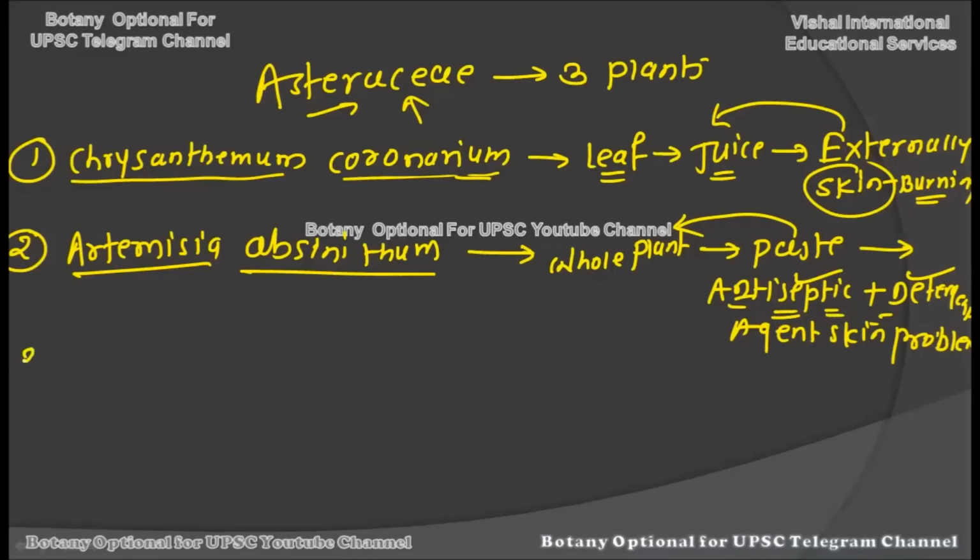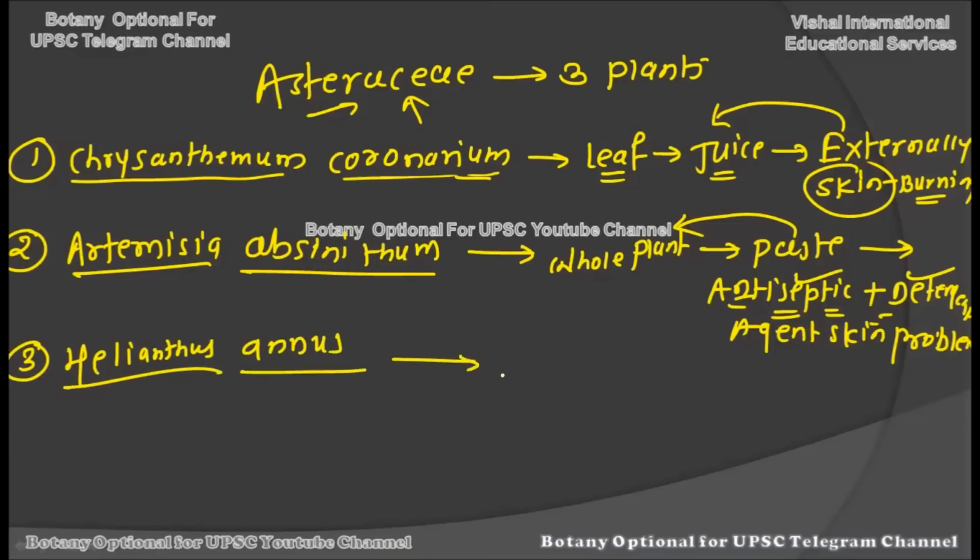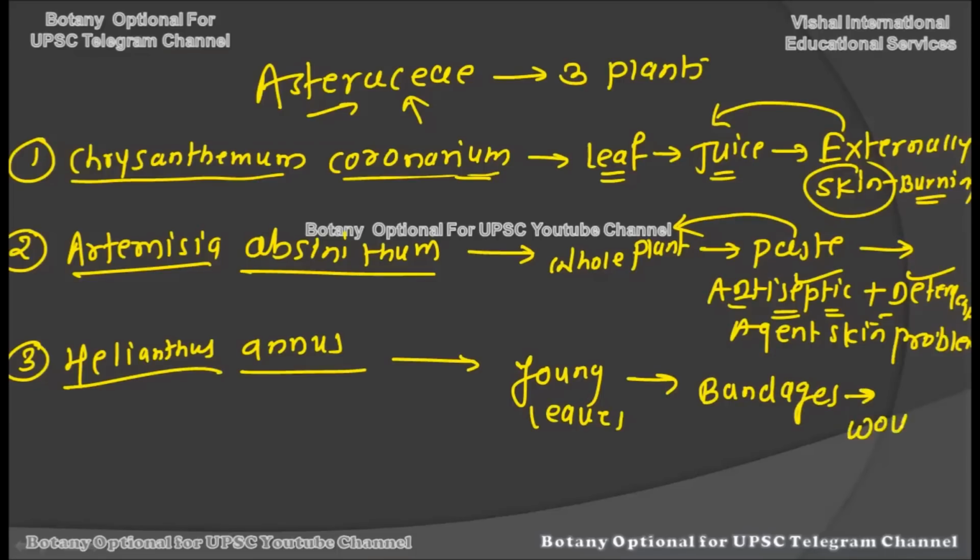Now consider the third plant which belongs to the Asteraceae family, which shows ethnomedicinal importance, Helianthus annuus, the very common plant, right? This is the textbook example. Carefully write down the name. Helianthus is the genus name, and the species name is annuus. And which part are we going to use? The young leaves. The young leaves are used to create very specific kinds of bandages. Again, it is related with the skin. The bandages are created for different types of wounds out of these young leaves.